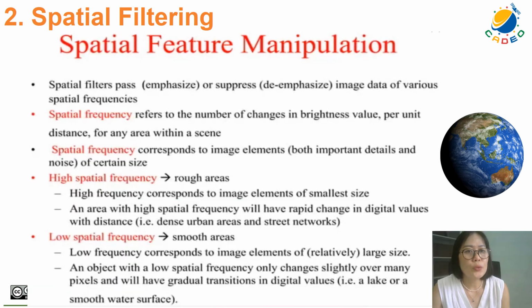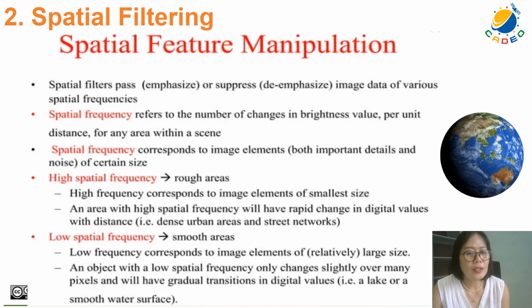There are two different spatial filter manipulations. The first one is high spatial frequency, which is used to highlight gross details, in which the high frequency corresponds to image elements of the smallest size. An area with a high spatial frequency will have rapid changes in digital values with distance. For example, dense urban areas and street networks.